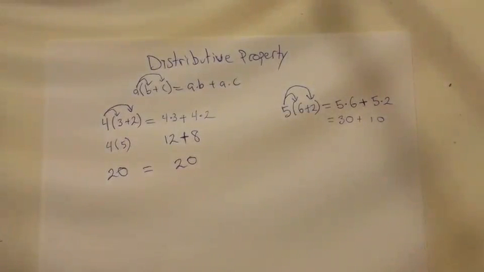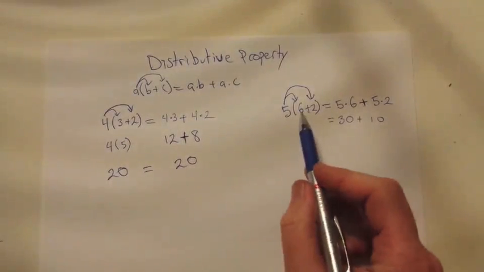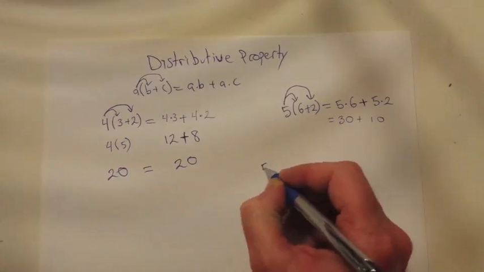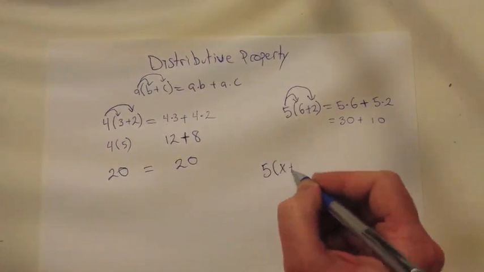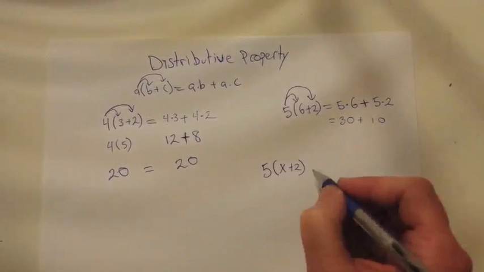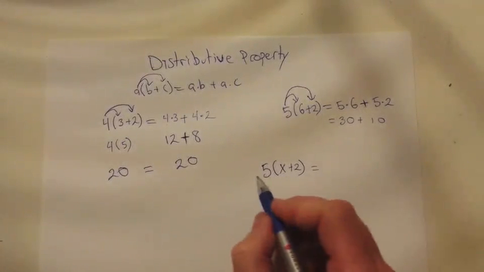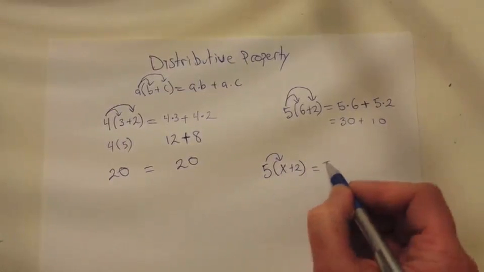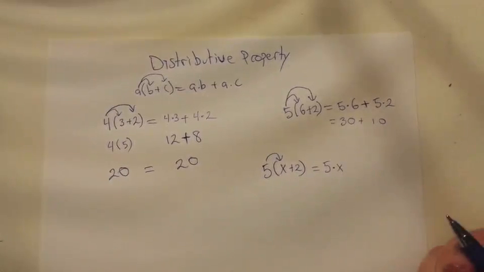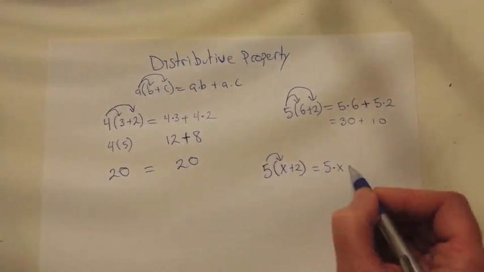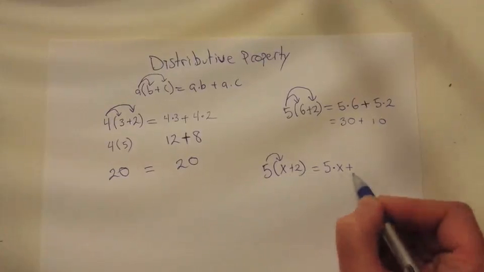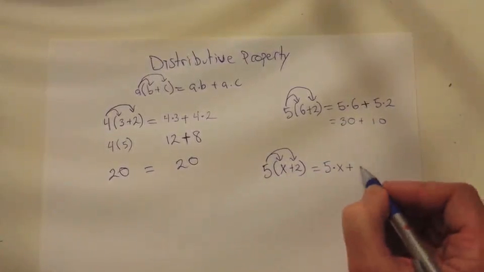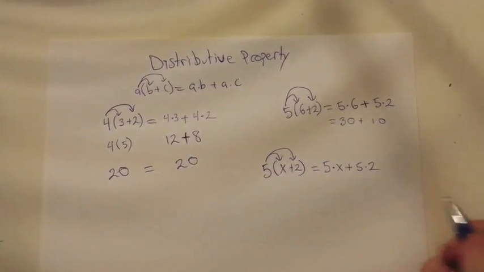This time we're going to introduce a variable to make it a little more clear why we do this. Because here we could just do 6 plus 2 is 8. Why bother? Well, what if there's a variable? What if we do 5 times (x plus 2)? Okay. Now let's go ahead and we distribute the 5 to the x. Well, 5 times x, so 5 dot x. And we have to have our plus sign, so we got a plus sign that goes from here to here. And then we have to distribute the 5 to the 2, so we have 5 times 2, 5 dot 2.